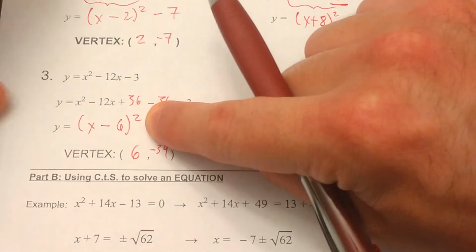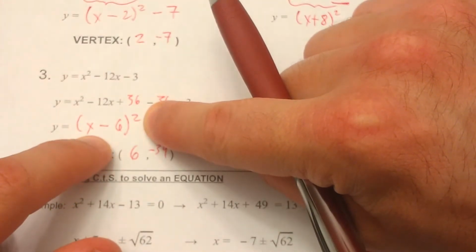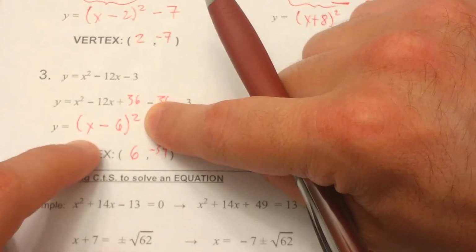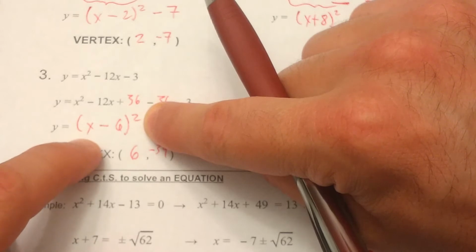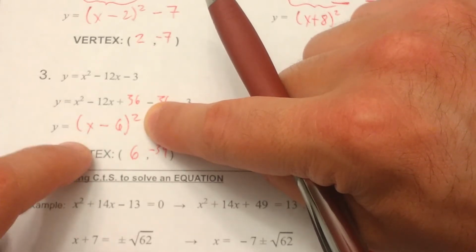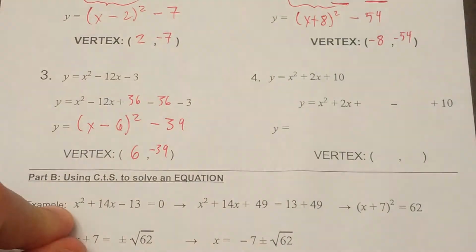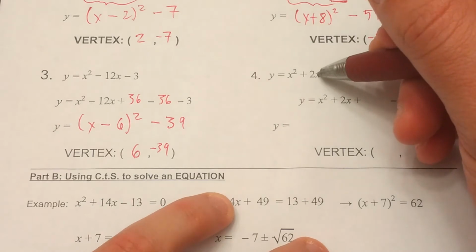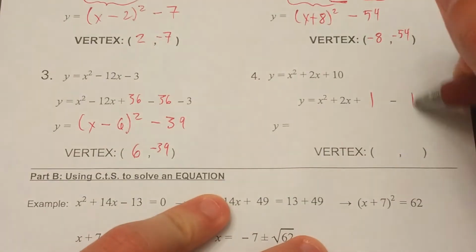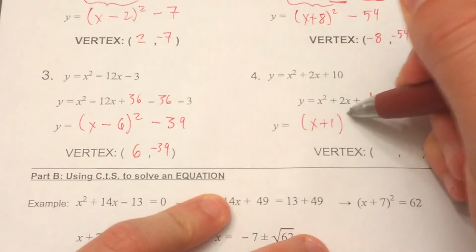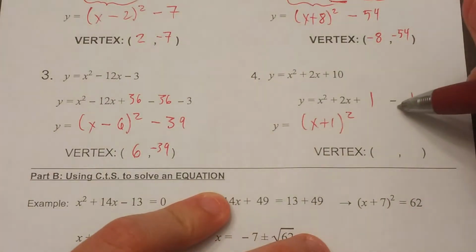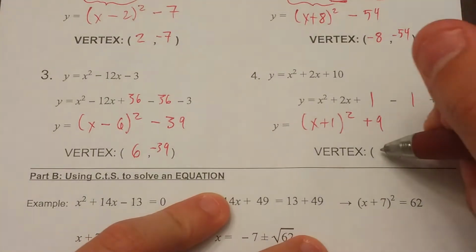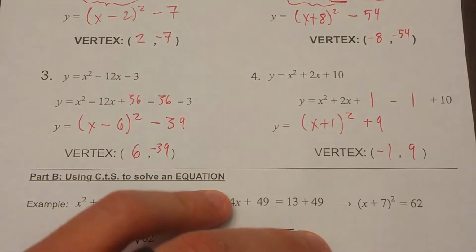If that was gone, this essentially shifts the parabola 6 units to the right. If you want proof, plug in 6 for x. You get 0. So (6, 0) ends up being the vertex. And then we shift it down 39 units, proving that, okay? Here the b is 2, half of that is 1, 1 squared, yep, still 1. So we've got (x plus 1) squared from this bit, and then the negative 1 plus 10 ends up being a plus 9. So we have a vertex at negative 1, positive 9.